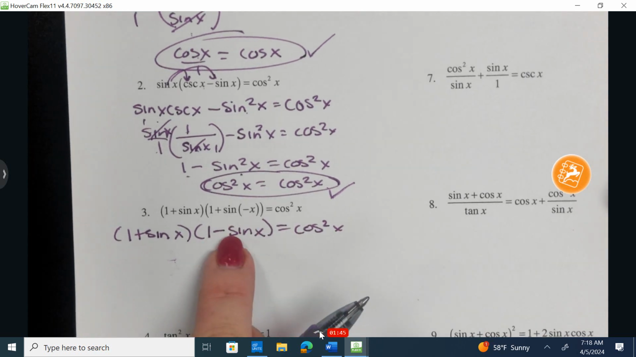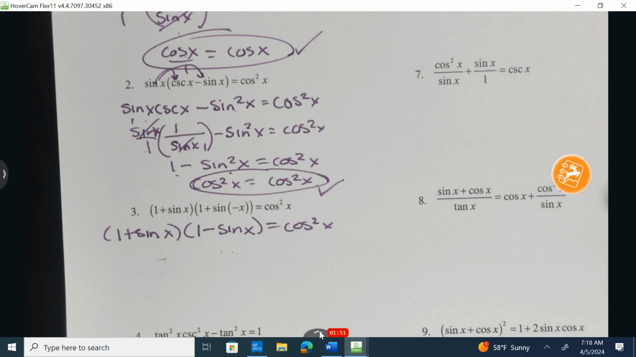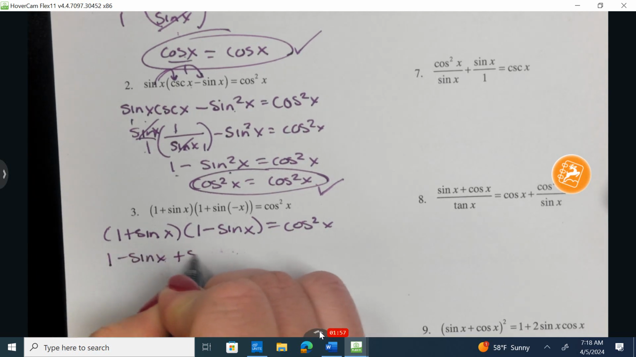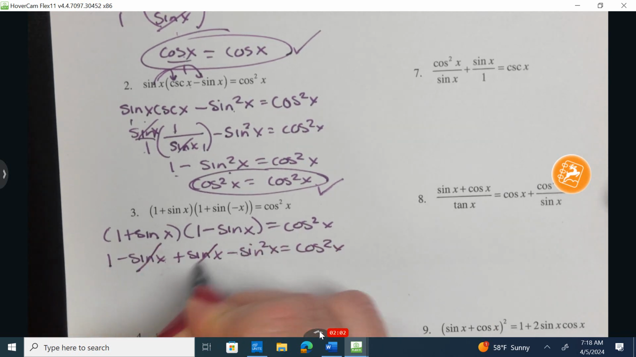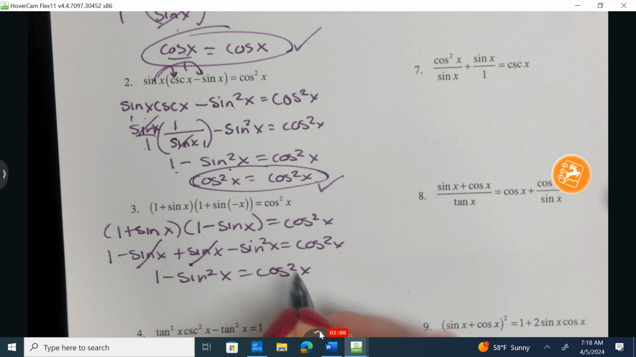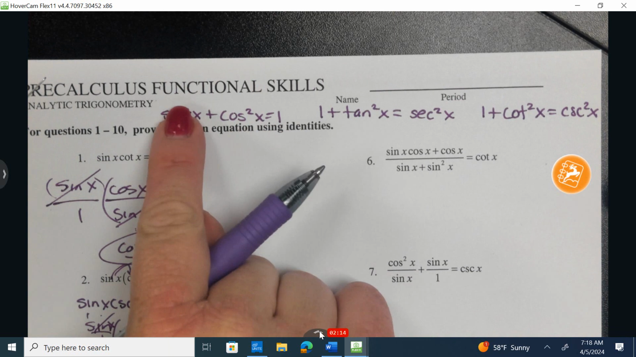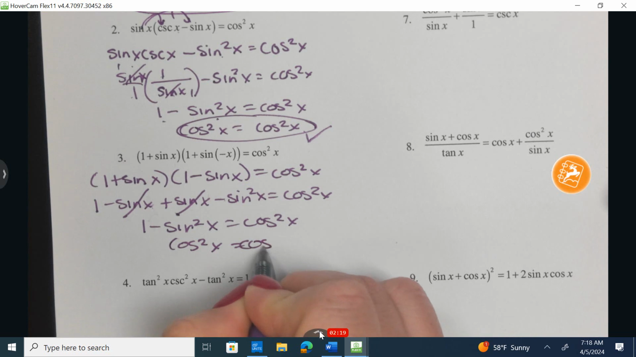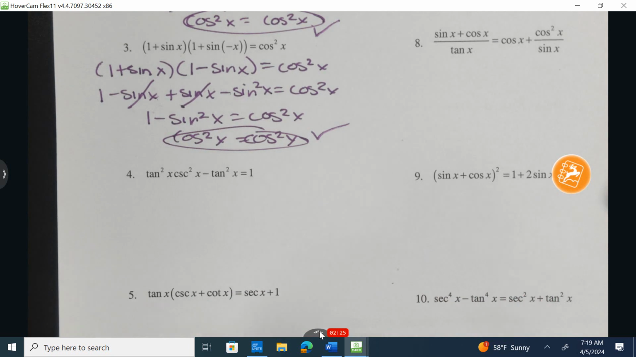Now, how is it able to go from this form into this form? That's applying this concept of an even odd identity. When I distribute this, I multiply the fronts, multiply the outsides and the insides, and the last. Additive inverses in the middle. 1 minus the sine squared x equals the cosine squared x. Now again, 1 minus sine squared, as I showed in the last problem, is equivalent to cosine squared. Left side equals right side. Let's look at the next one.